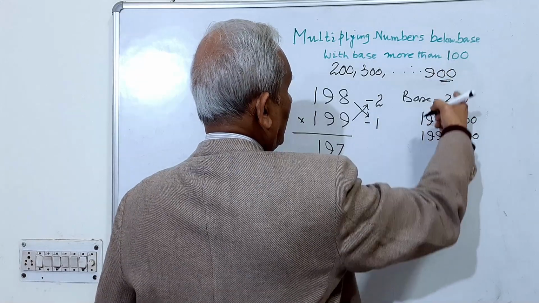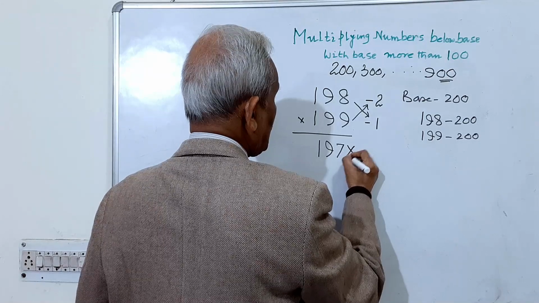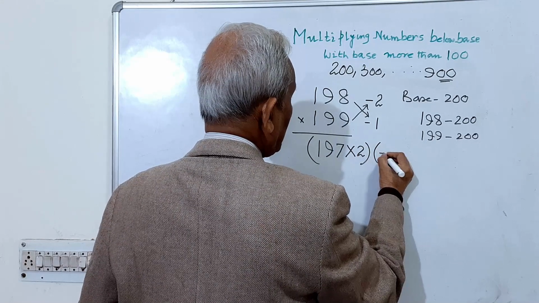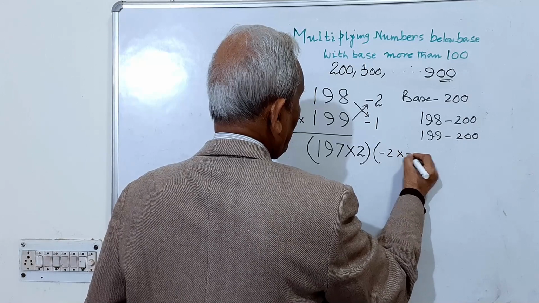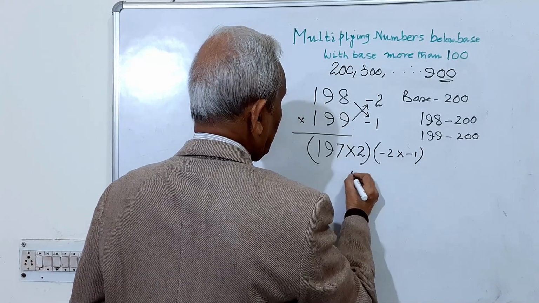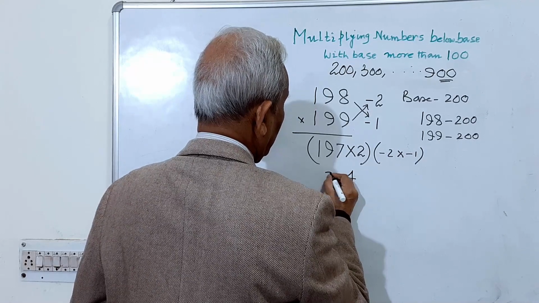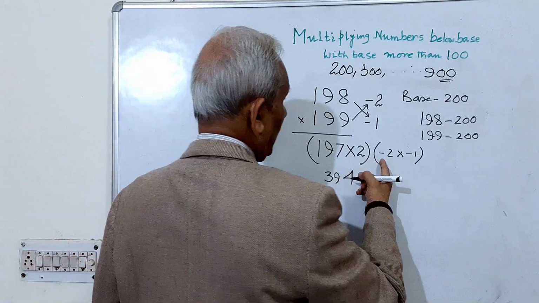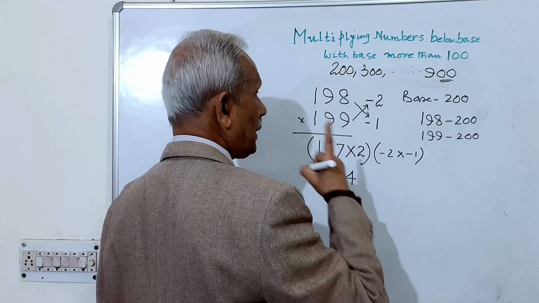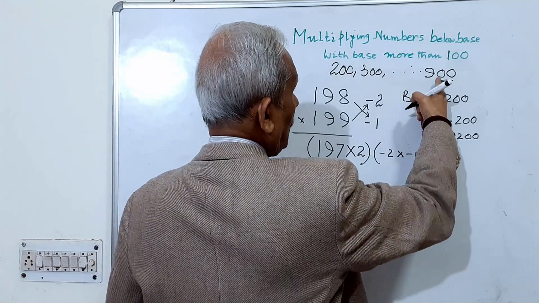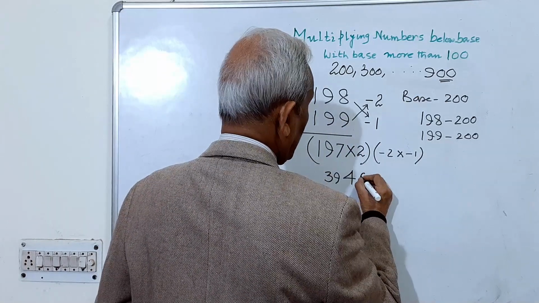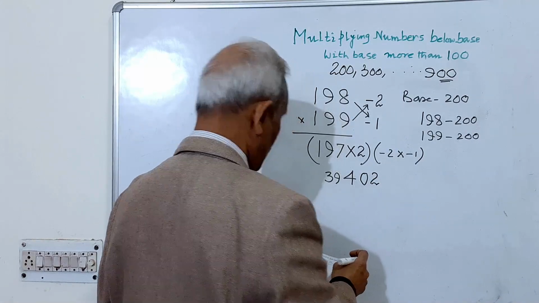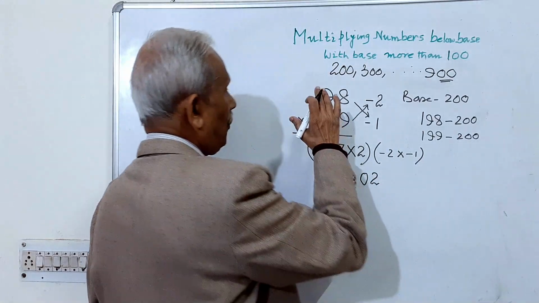Now the change is this: since the base is 200, it is the second multiple of 100. So multiply this with 2. And the second part of the answer is minus 2 into minus 1 as it is. Here 197 into 2 gives 394. And minus 2 into minus 1 is how much? It's 2. But the base has got two zeros here, so we'll put here 02. 39402. I hope you understand it.